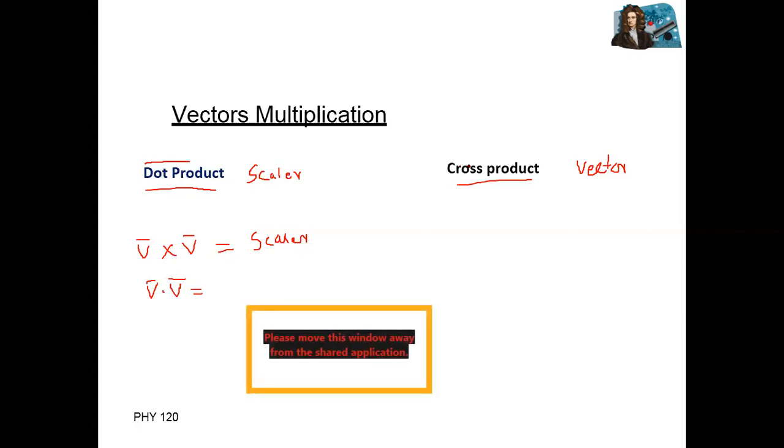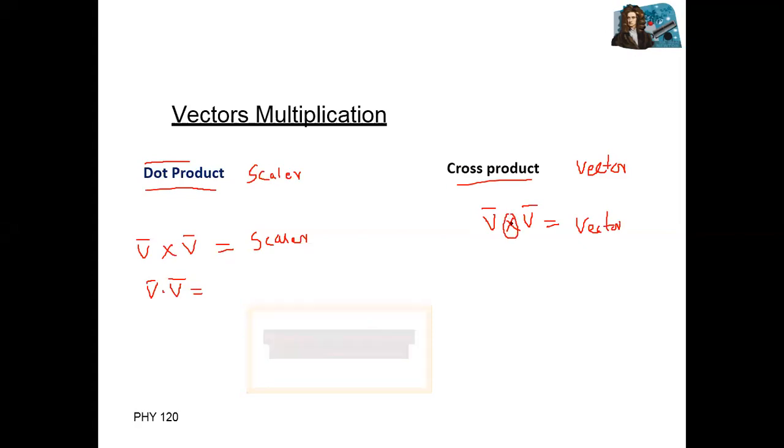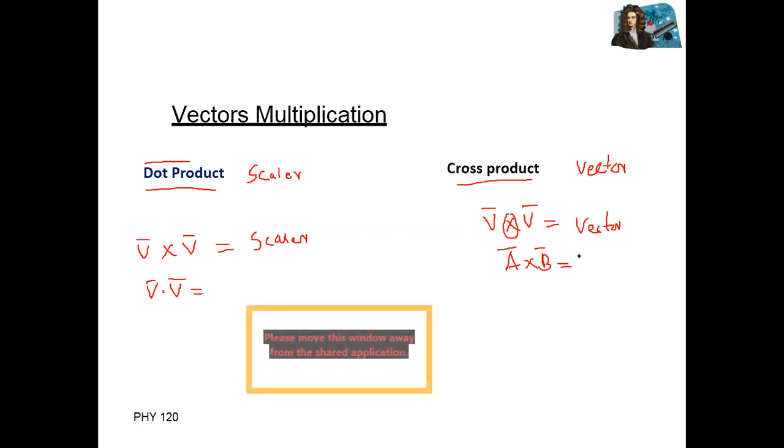Same for cross product or vector multiplication: when two vectors multiply, vector 1 multiplied with vector 2, if the result is a vector quantity, that type of multiplication is called cross product or vector product. And we use a cross between two vectors. Like if we have two vectors, A multiplied with B, A cross B equals what? It's a vector quantity.